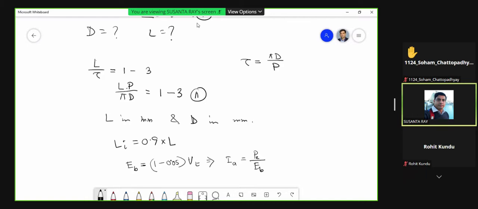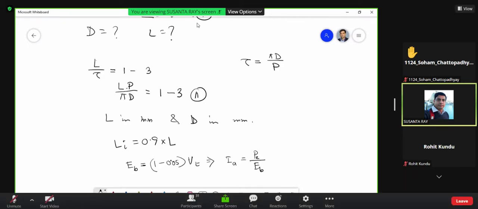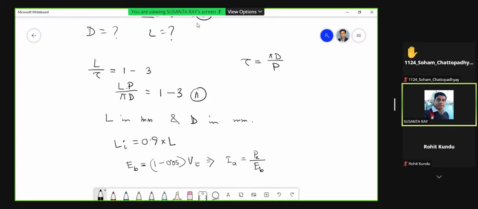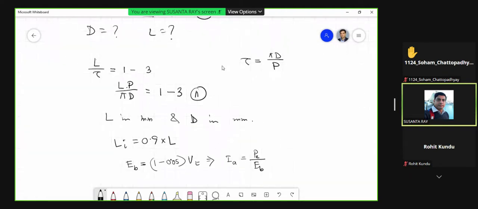Then you have to find out the number of slots in the stator. Sorry, first we'll design the rotor, then we'll go for the field design in the stator. First you have to determine the number of armature slots. So there is some limitation of armature slot.